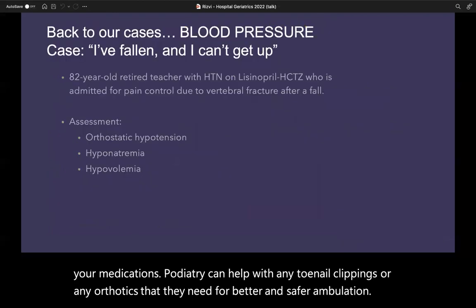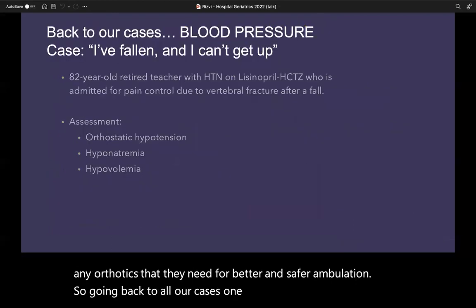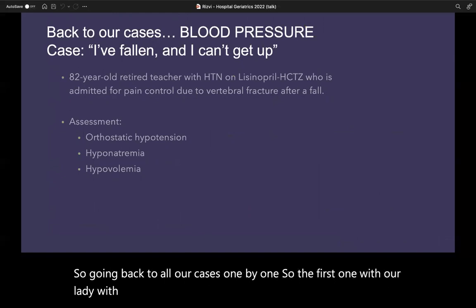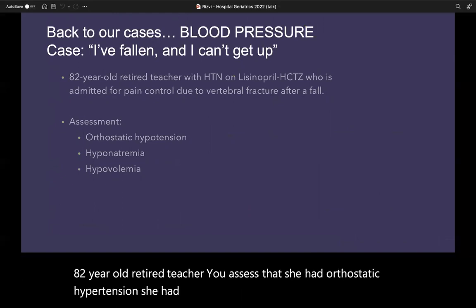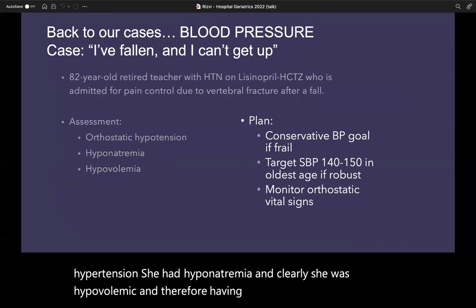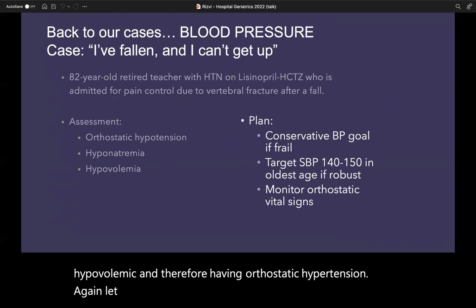So going back to all our cases one by one. The first one, with our lady with orthostatic hypotension, 82-year-old retired teacher. You assessed that she had orthostatic hypotension, she had hyponatremia, and clearly she was hypovolemic and therefore having orthostatic hypotension. Again, let the patient's function be your guide as to how you control their blood pressures.